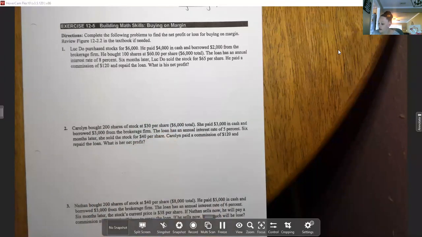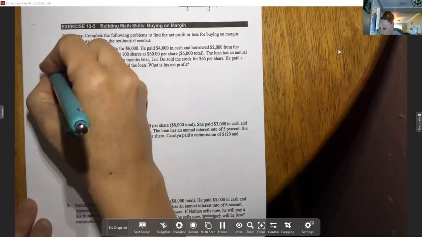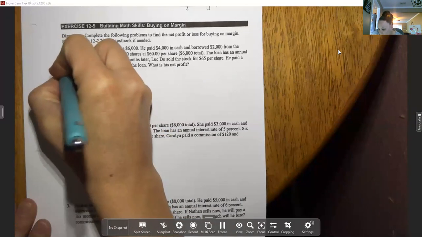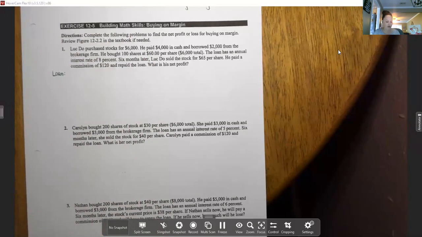6 months later, he sold the stock for $65 per share. He paid a commission of $120 and repaid the loan. What is his net profit? Okay, so let's just break it down. I'm going to try to label everything, so if you're confused, it should hopefully be very clear.